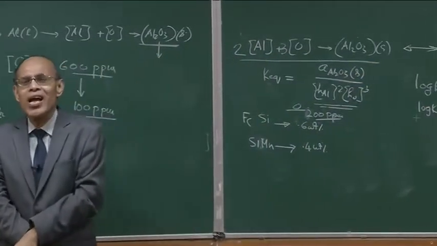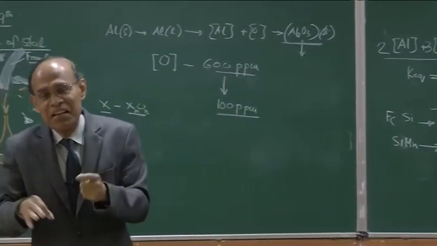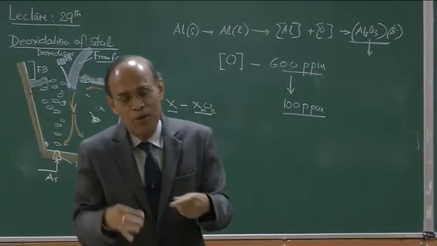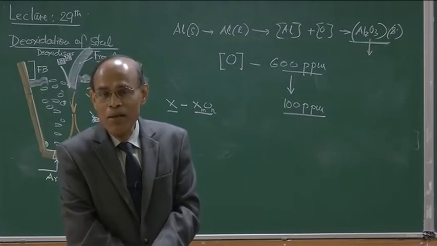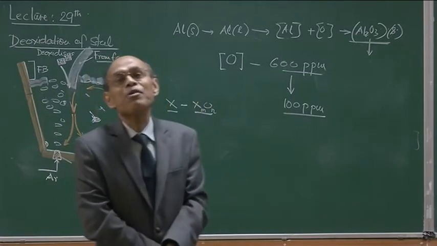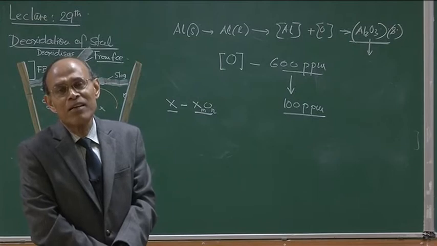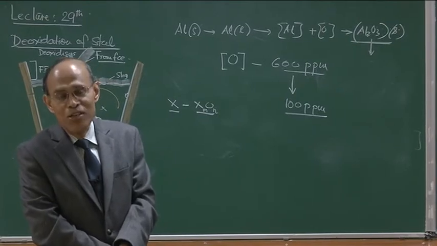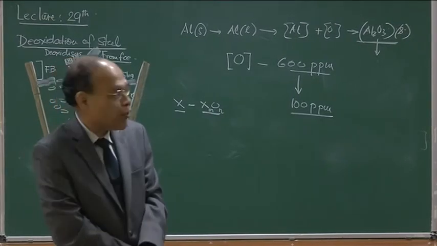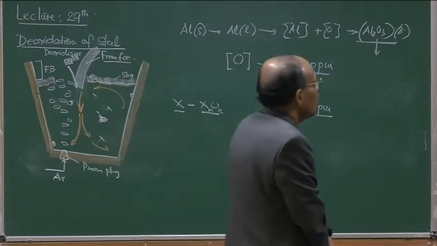When you use one single element, aluminum by far is the most powerful. If you want to produce an ultra low oxygen steel like 10 ppm or so, you have no option but to use a deoxidizer like aluminum. On the other hand, if you want 50 ppm or 100 ppm oxygen, possibly silicomanganese deoxidation, silicon deoxidation is good enough for you.